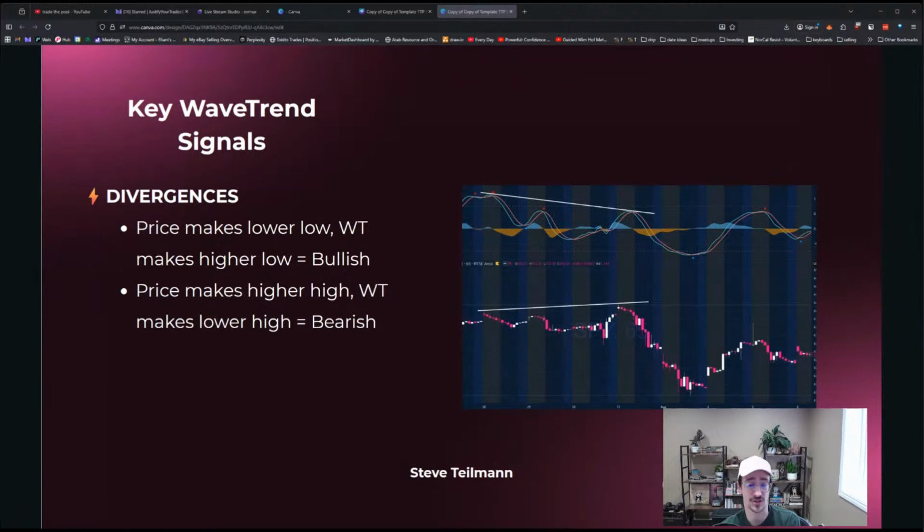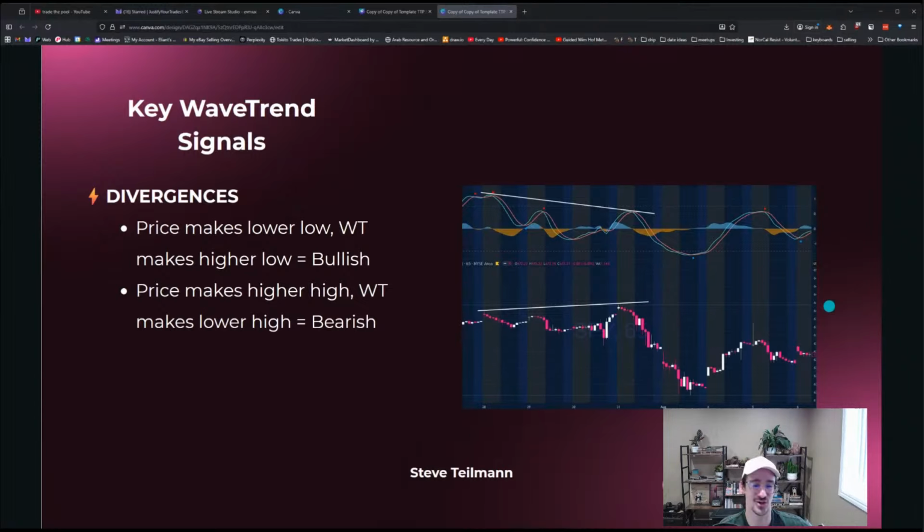So the next one here is a divergence. What we're looking for is price making a lower low, but the wave trend making a higher low. If we get that, it's going to be bullish. And this is an example of the opposite, a bearish divergence, where price makes a higher high, but the wave trend makes a lower high. So you see very clearly we have this high, lower than this high, while at the same time the swing high, and it's also a crossover here, if you note, and a crossover here, the swing high, much lower. So this is a bearish divergence. As you can see, there's a very, very quick reaction to that. So that's some good stuff right there.